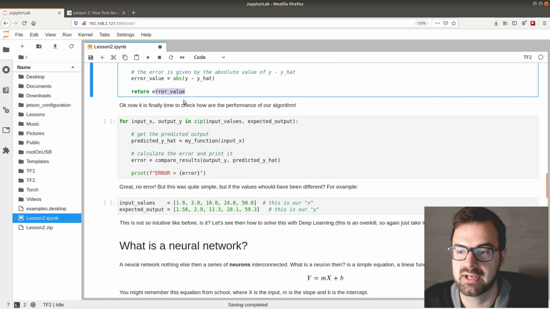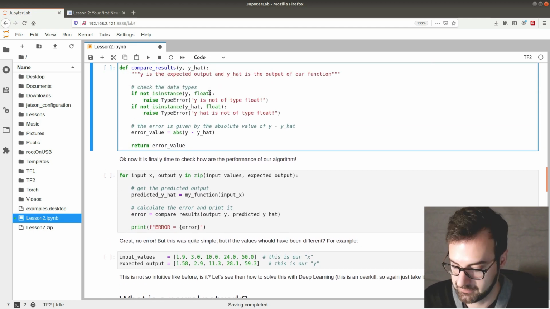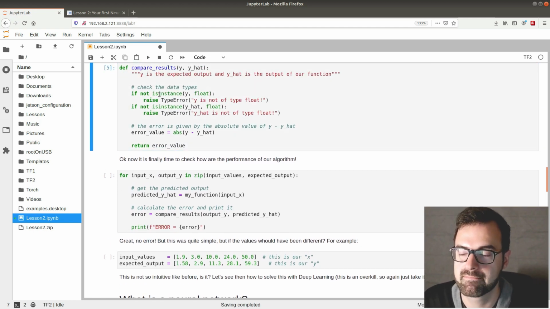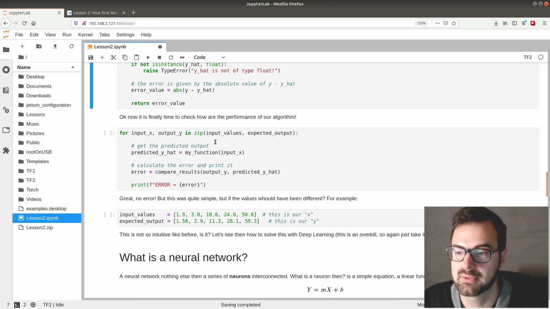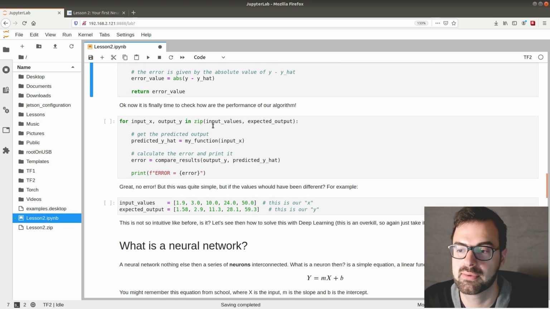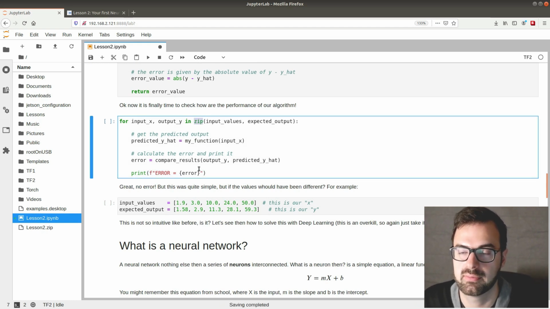Okay, so now it's finally time to check. Oh, forgot to run it. Now it's finally time to check how the performance of our algorithm is. So we iterate through each x-y pair with the zip method. Then we predict our y hat using the function, and we compare the error. And we then print the error each time.